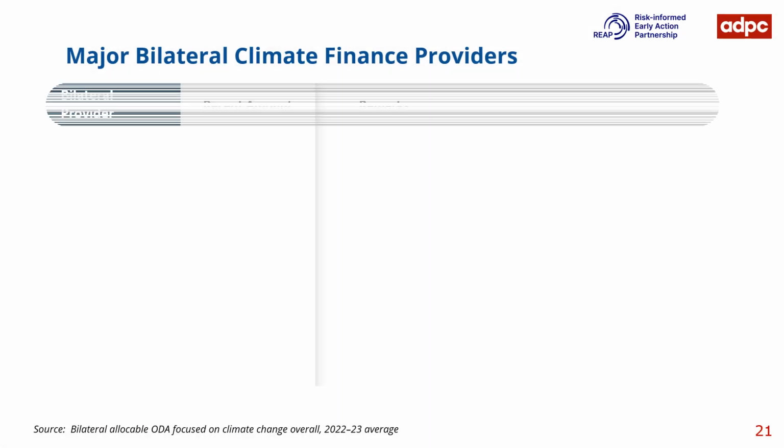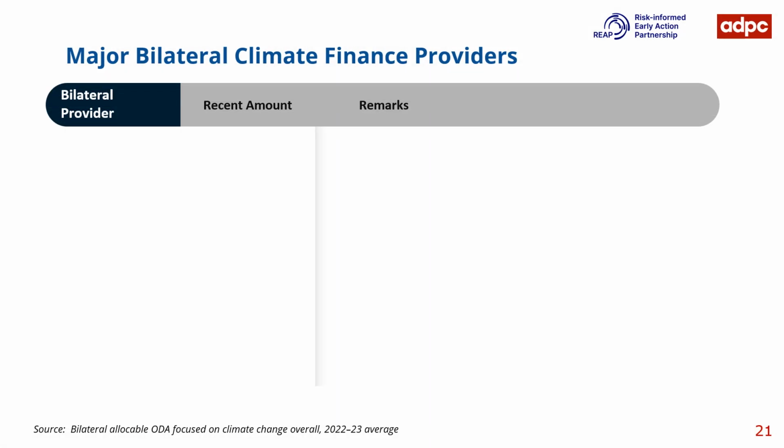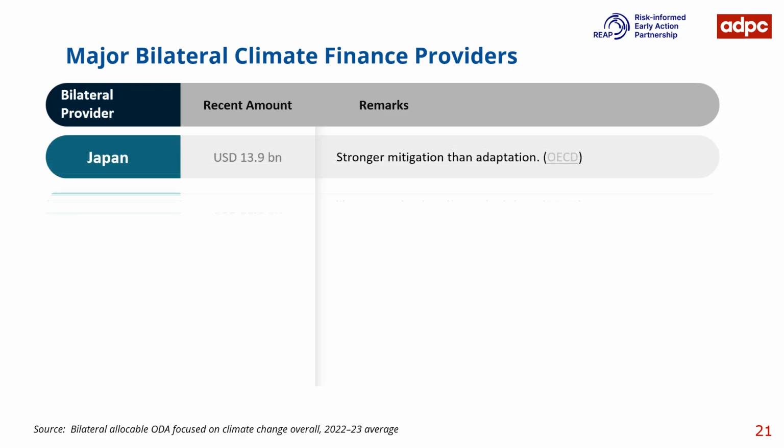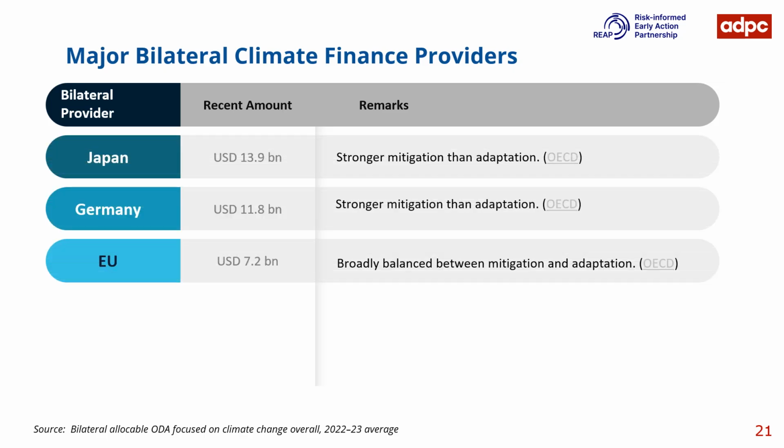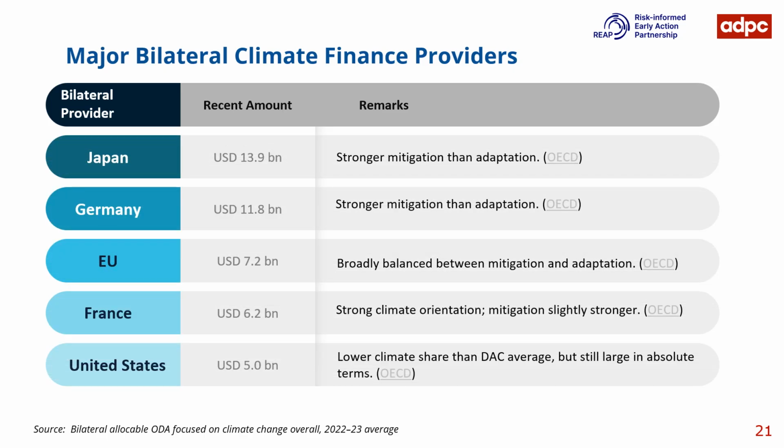This slide introduces major bilateral climate finance providers. Japan, Germany, the European Union, France, and the United States are among the major providers of climate-focused bilateral development finance. Bilateral finance can support technical cooperation, policy dialogue, sector programs, grants, concessional loans, and co-financing. Bilateral channels can sometimes be more flexible than large multilateral funds, but they also reflect provider priorities and strategic partnerships.